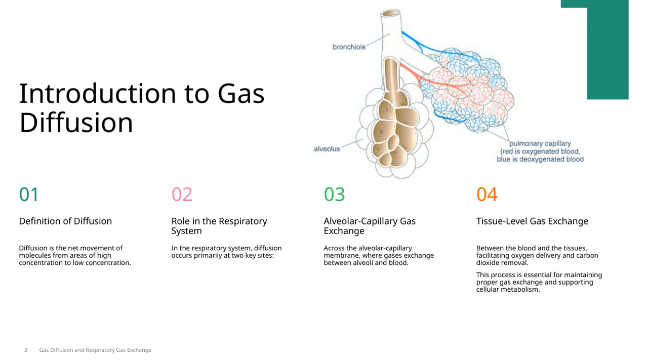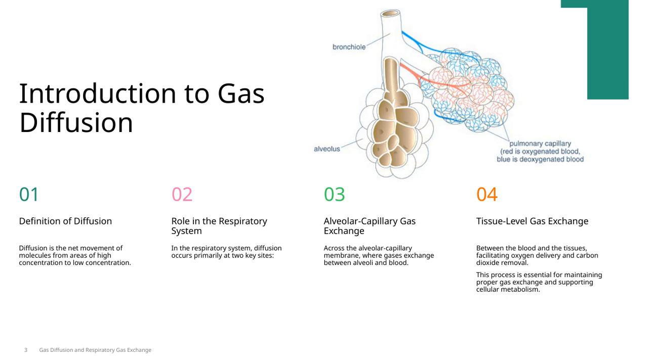The second site is at the tissue level. Once oxygen is in the blood, it travels to tissues, where it diffuses into cells. Simultaneously, carbon dioxide, a waste product from cellular metabolism, diffuses out of the cells into the blood to be carried back to the lungs. This whole process of diffusion, from lungs to tissues, is essential for maintaining proper gas exchange. It supports cellular metabolism, ensuring our body's cells receive the oxygen they need and can get rid of carbon dioxide efficiently. So, understanding these key sites and the diffusion process helps us appreciate how critical our respiratory system is for sustaining life.